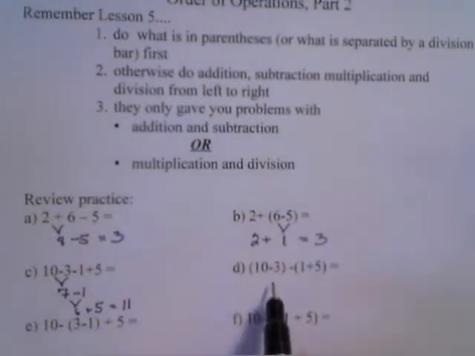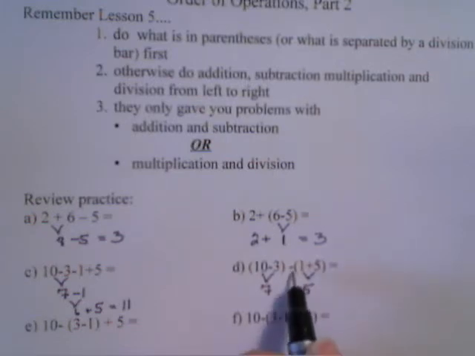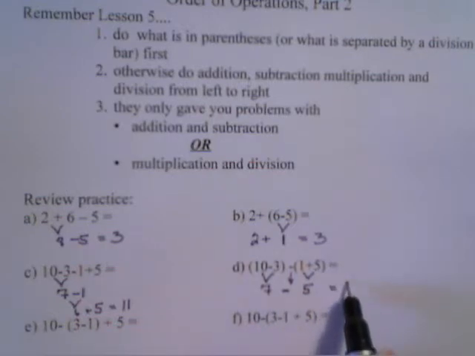So looking at D, I have to deal with these parentheses. So that says, first take that 10 minus 3, and let's figure out what that answer is. Well, that's 7. Now figure out what that 1 plus 5 is. Well, 1 plus 5 is 6. Now I bring down this little subtraction dude, and I get 7 minus 5, which is 2.